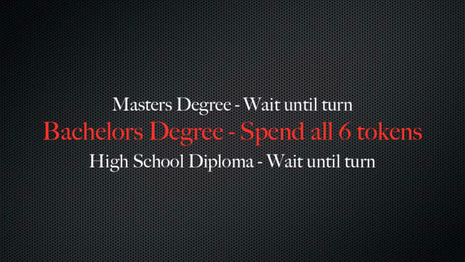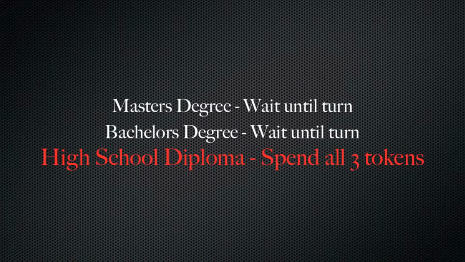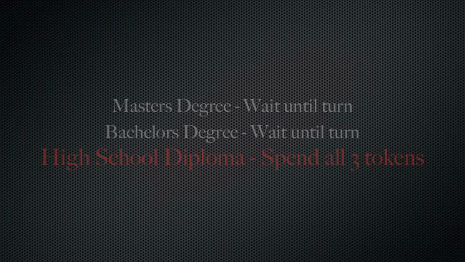Step 7. After the master's degrees complete their purchase, they will be followed by the first bachelor's degree, who will have 6 tokens to spend and must work within the same rule structure as the master's degrees. Step 8. Finally, the high school diploma will follow and have 3 tokens to spend following the same rule structure.